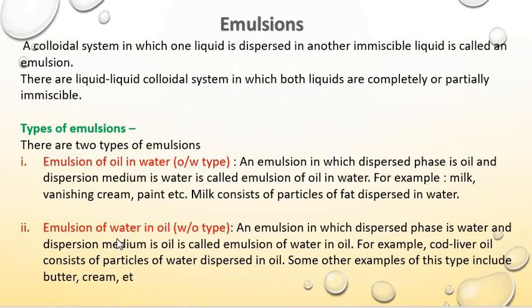Emulsion of water in oil. The emulsion in which the dispersed phase is water and the dispersion medium is oil is called an emulsion of water in oil. For example, cod liver oil consists of particles of water dispersed in oil.